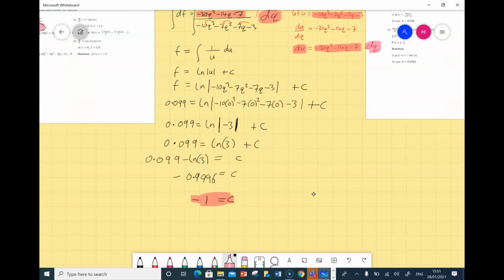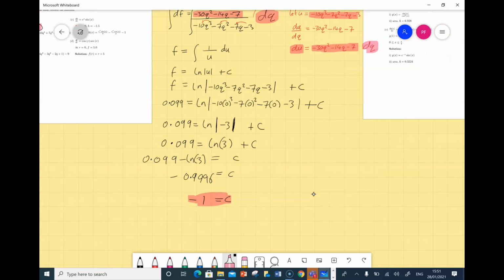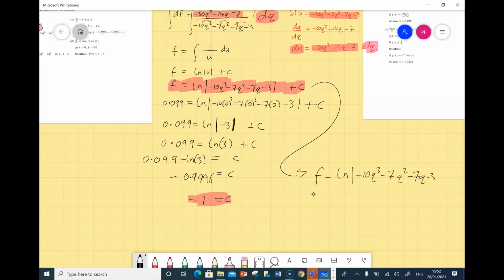So what was our integral? We said this is our integral up here, but we had a plus c. So in actual fact, our expression is going to be f equals the natural log, the absolute value of minus 10q cubed minus 7q squared minus 7q minus 3, and plus c is minus 1.